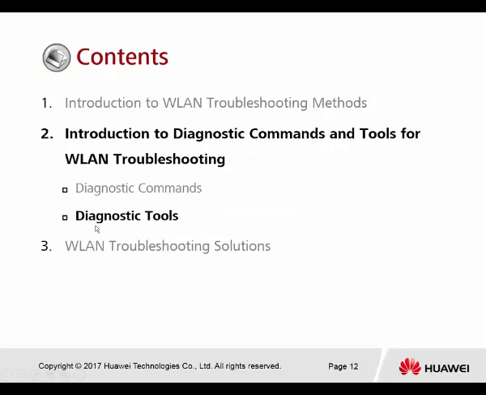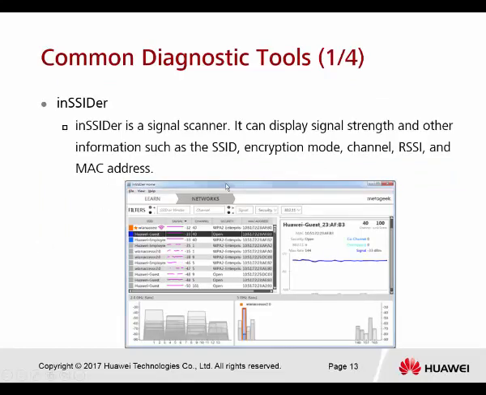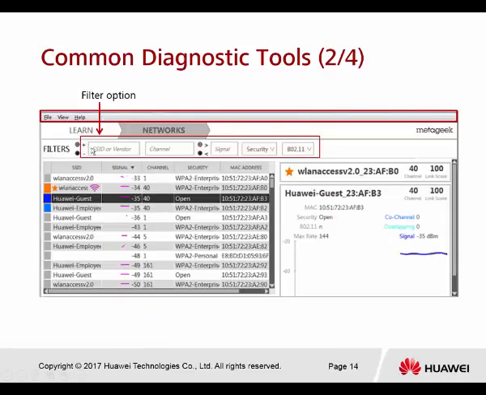Then the next one, the diagnostic tools. There are many other software we can use to scan and capture the Wi-Fi packets. Insider is one of the recommended software. Insider is a signal scanner. It can display the signal strength and other information such as the SSID, encryption mode, channel, RSSI, and the MAC address. On the top, you can notice there are some filters. This row right here, you can filter based on the SSID, the channel, signal, security, and also the Wi-Fi versions. They will help you to arrange that.